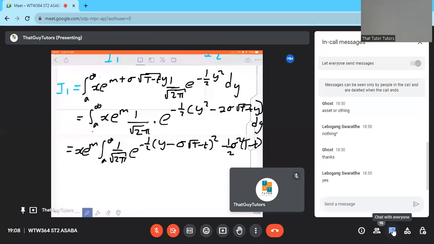Yes. And then from there on, dy. Again, you can just take that one outside as well. So you will just have your x e^(m minus 1/2 sigma squared (T minus t)). And then you would have this 1 over the square root of 2 pi, e to the minus 1/2 of y minus the mean, everything squared, dy.